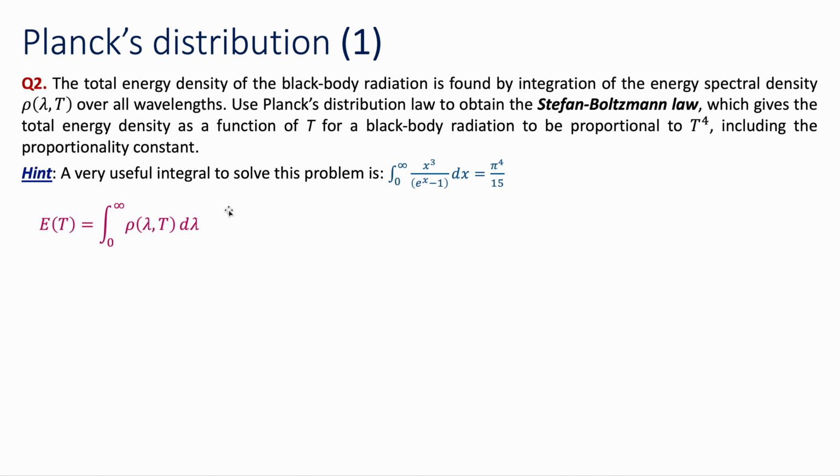The way that we are going to do that is by integrating over all possible wavelengths the spectral density. Now, this spectral density is my Planck's distribution. Before we go into the problem, I'm going to give you this huge hint, which is that the integral that I'm showing here is going to come in handy in order to solve this problem.